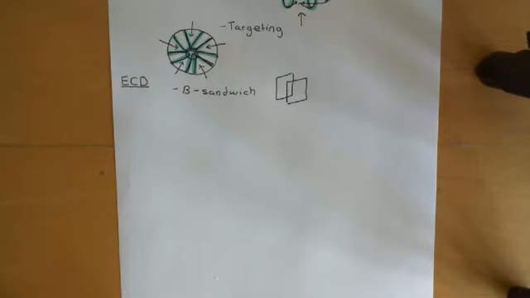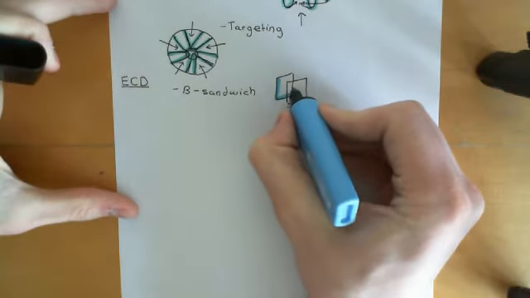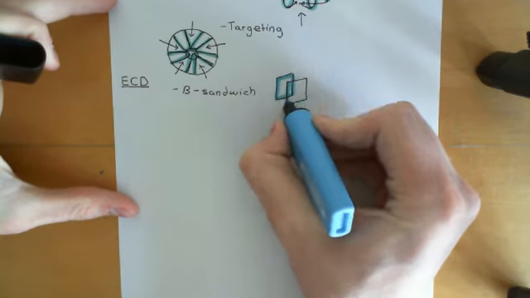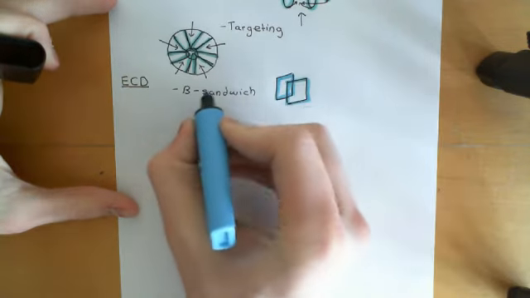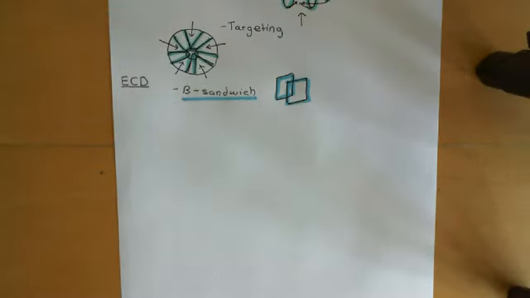To make a beta sandwich, all you do is create two beta sheets and stack them on one another, basically like so. That's the basic concept of what a beta sandwich is, and the extracellular domain of our cis-loop ligand-gated ion channel subunits is going to contain one of these beta sandwiches.